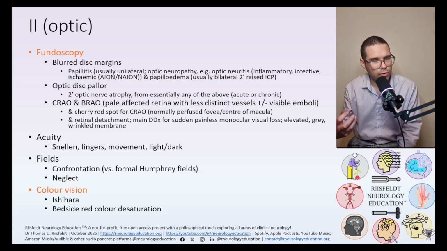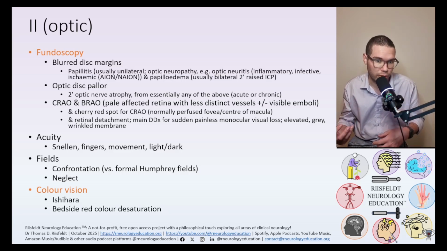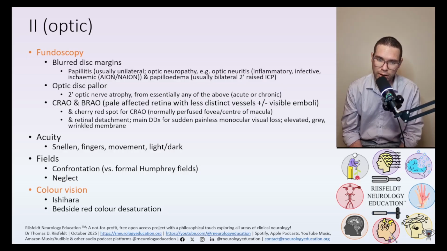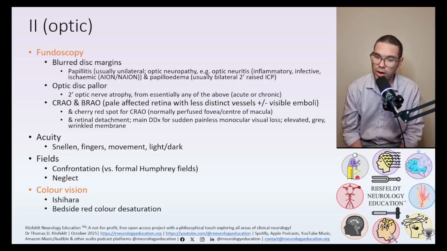The other thing that you're looking for when you're performing fundoscopy in terms of neurologic conditions is in the patient who has painless monocular visual loss. And really, we're thinking, is this person having a central retinal artery occlusion, or are they having a branch retinal artery occlusion, or is it something else? And the main other ophthalmic differential diagnosis not to miss in that context would be a retinal detachment.